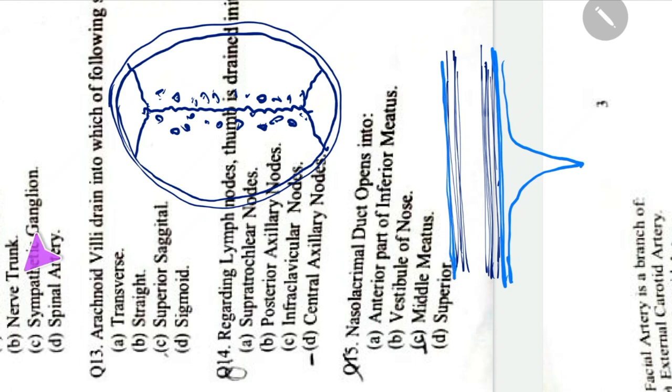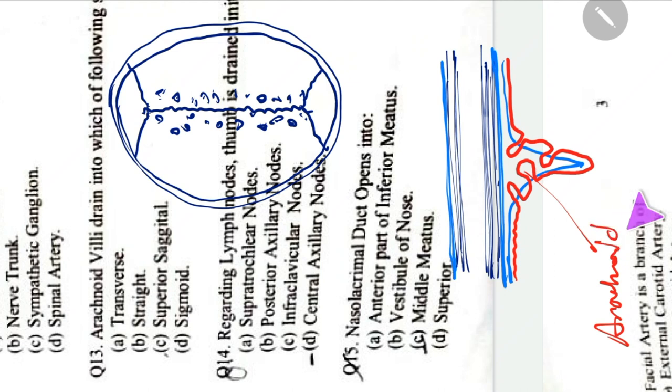So what happens is, here you have the arachnoid mater, and this arachnoid mater gives out these arachnoid villi and granulations. When these villi become mature, they become tufted with pedicles, and that is why these are called arachnoid granulations, and these are arachnoid villi.